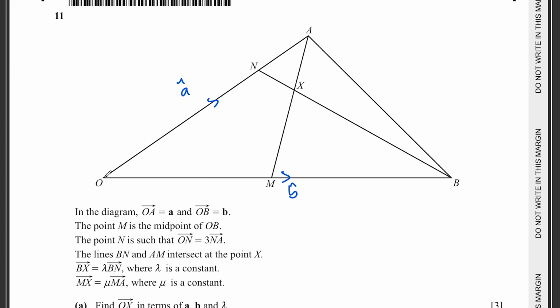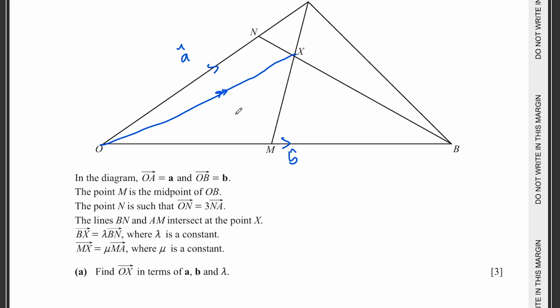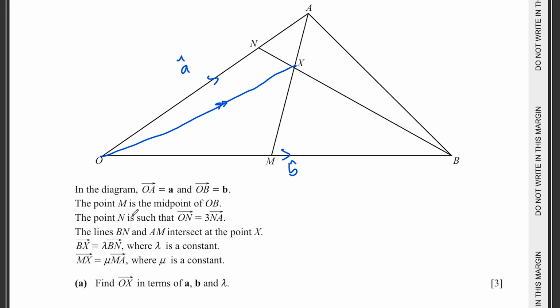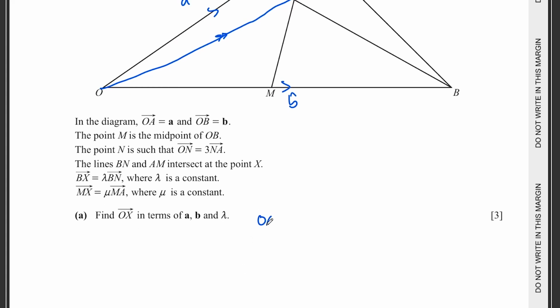So OX will be this line. Let me see what type of paths we can take to go there. We can take OA to AX, that's a possibility. But we need it in terms of lambda, so we need to relate BX into the equation somewhere. So maybe we can go from OB to BX. So OX is OB added together with BX.